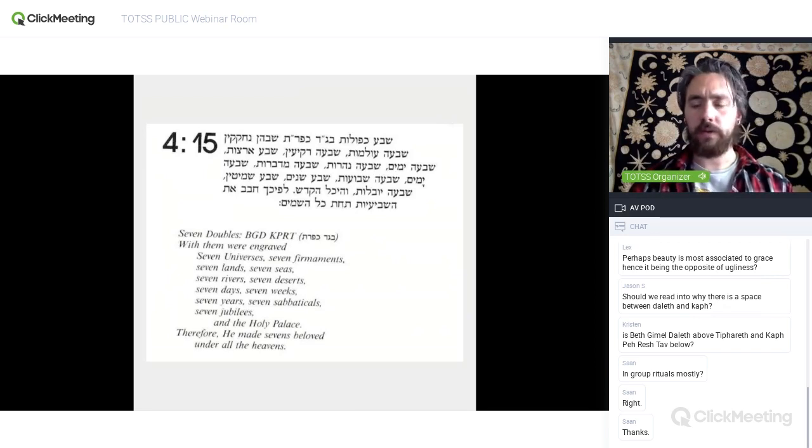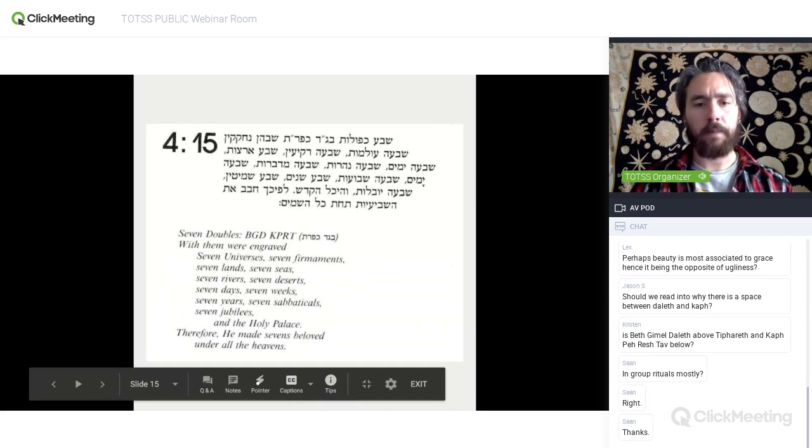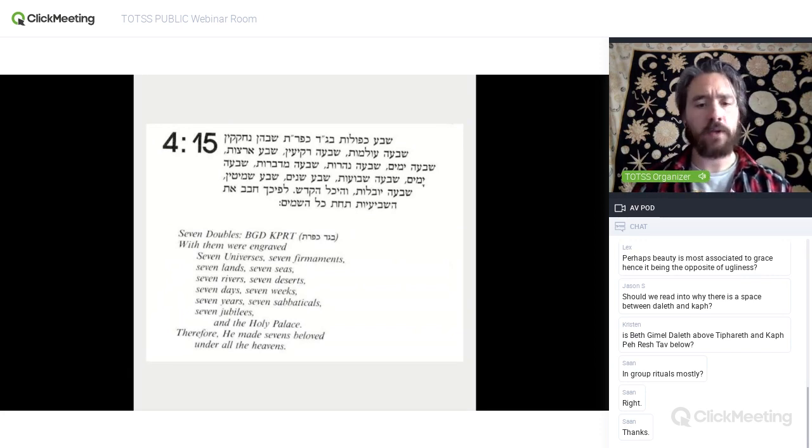All right, so these groups of seven here are some of them specifically Kabbalistic ideas, like the seven universes. Others are things coming out of the Hebrew Bible and other Jewish traditions. We're not really going to dwell on any of them here, but it's important that it's being associated with all these different groups of seven.